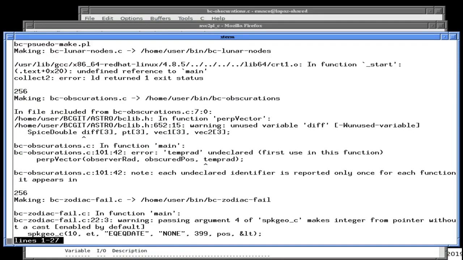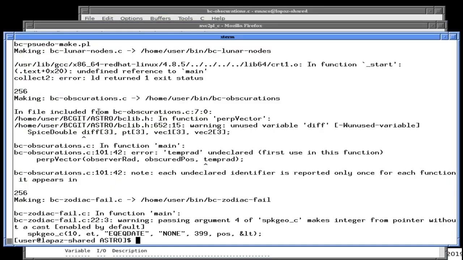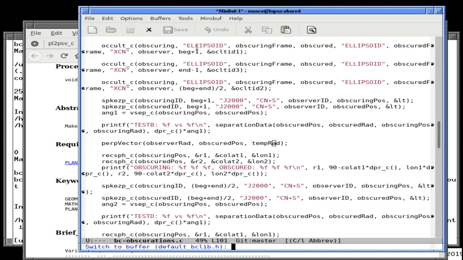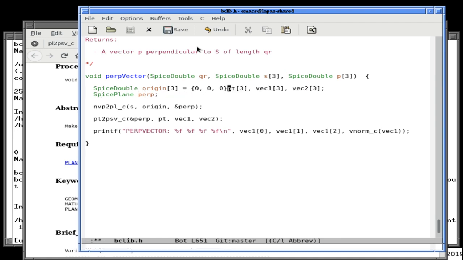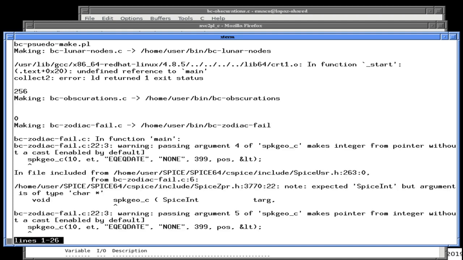In function warning, unused variable diff. Oh, temprad, I misspelled it, which, by the way, is why I suck. Let me just make sure that that is it. And because it's an array, we don't need to pass it by reference. It's unused variable diff. Well, we're going to make you very happy by removing the unused variable diff, because we don't really need it. And now I'm wondering if we just do this. I'm going to be fairly unhappy with myself if I just broke it by doing that. Okay, it worked.